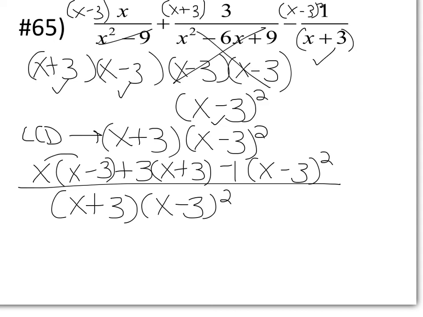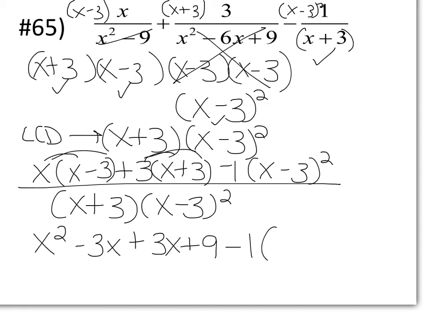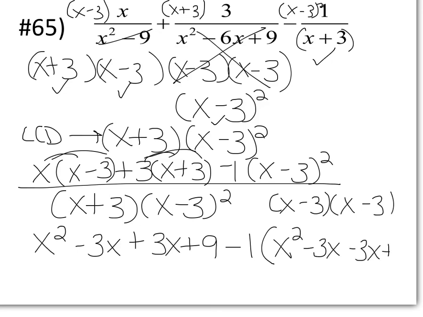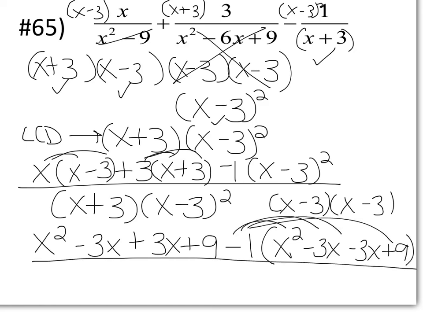Okay, let's go ahead and distribute. You've got x squared minus 3x plus 3x plus 9. And then you have negative 1 times x minus 3 times x minus 3, right? That's x minus 3 squared. So you've got x squared minus 3x plus 9. Then distribute the negative. And this is all over x plus 3, x minus 3 squared.